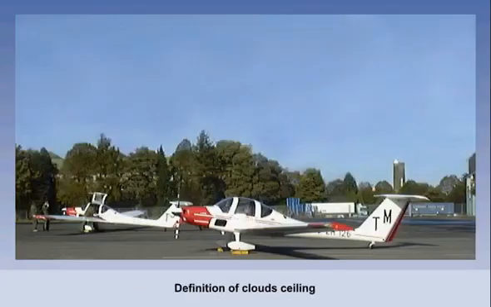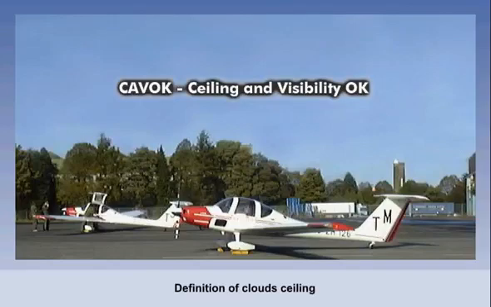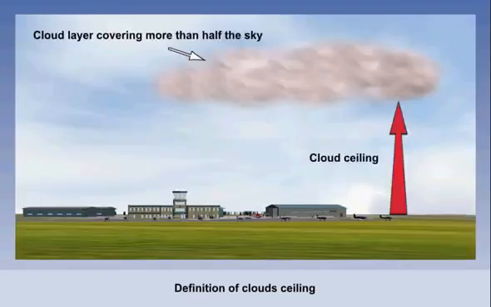You may have heard the phrase cloud ceiling, as in CAVOK, ceiling and visibility OK. Cloud ceiling is defined as the height above aerodrome level of the lowest layer of cloud of 5 oktas or more.